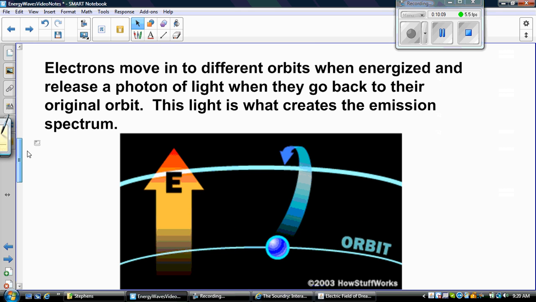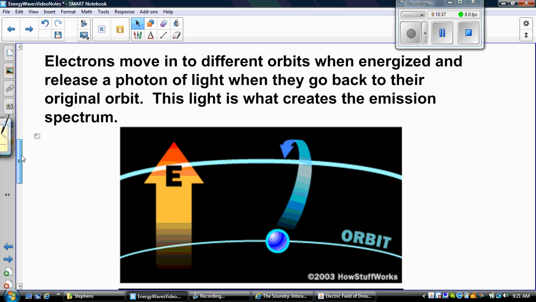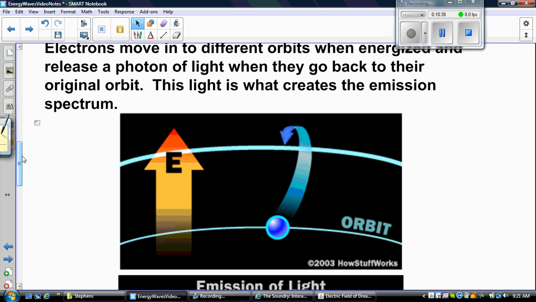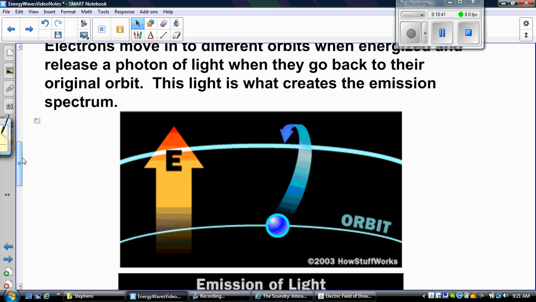Well, electrons, and we haven't talked about orbits a whole lot. We talked about it a little bit in 6th grade. But remember, electrons surround the nucleus of an atom. Inside the nucleus are your protons and neutrons. Electrons are located in orbits around the nucleus of an atom. And when electrons move into different orbits, they'll do this when they're heated. They become energized and they release a photon of light when they go back to their original orbit. The light is what creates an emission spectrum.